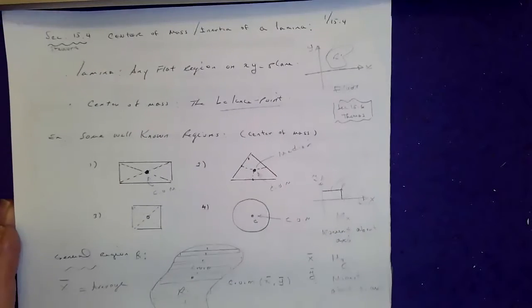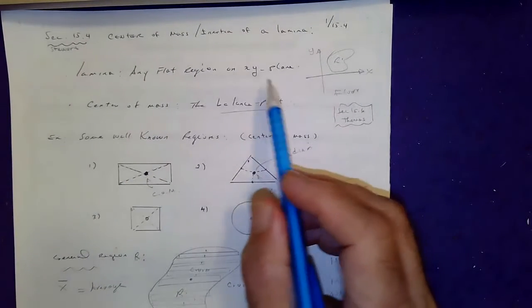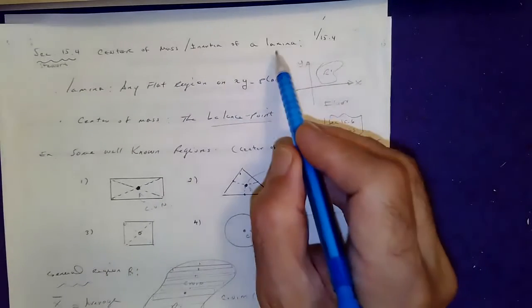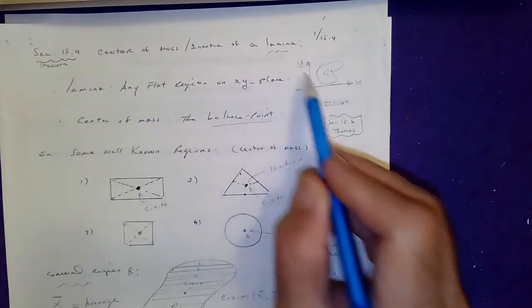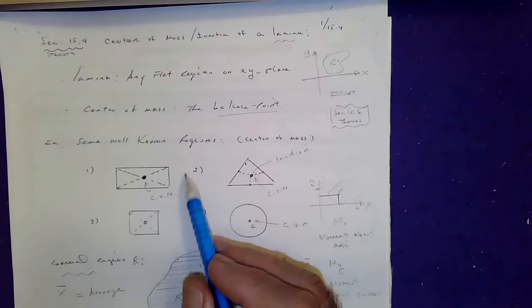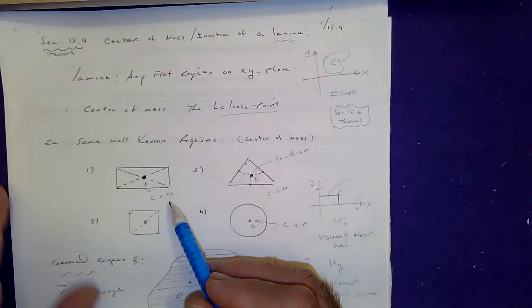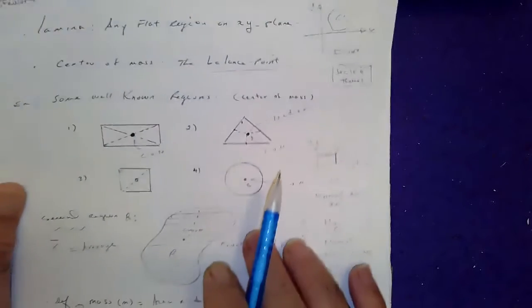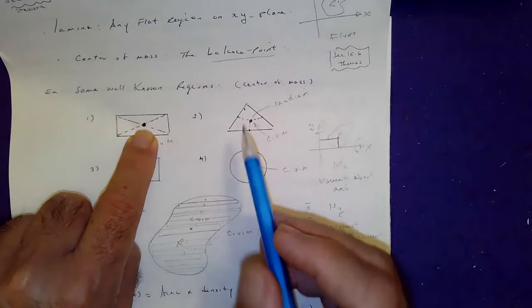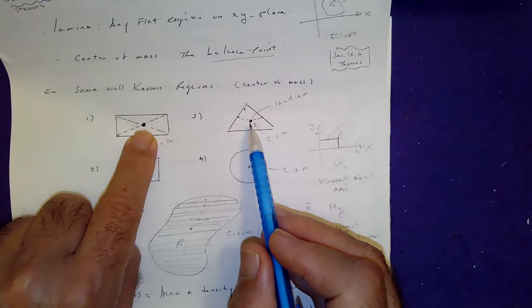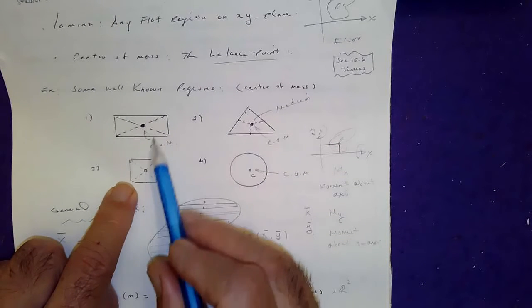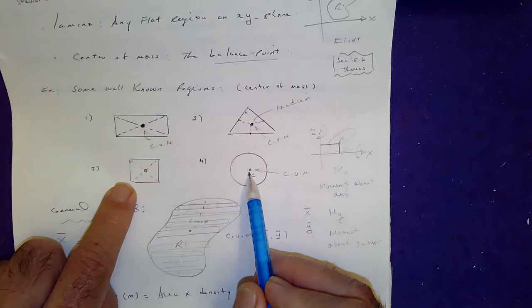So basically, we have a lamina. So let's concentrate on what? Two-dimensional objects, which are known as lamina. Lamina is like a flat region on the x and y plane. There are some well-known laminas where you can find the center of mass just by inspection and common sense. For instance, the center of mass of a rectangle is where the diagonals intersect. The center of mass of a triangle is the point where the medians of the triangle meet. Square is the same as rectangle. Circle is at the center.